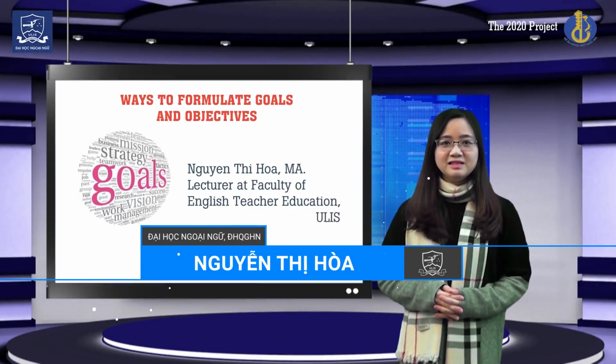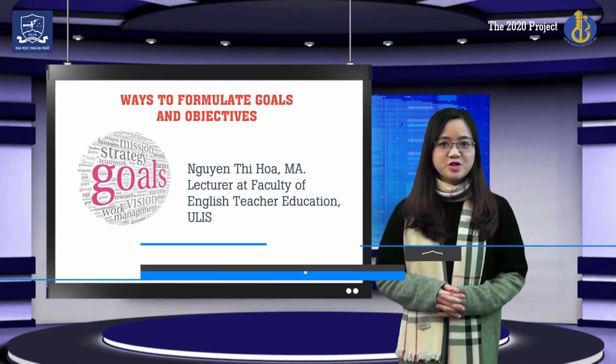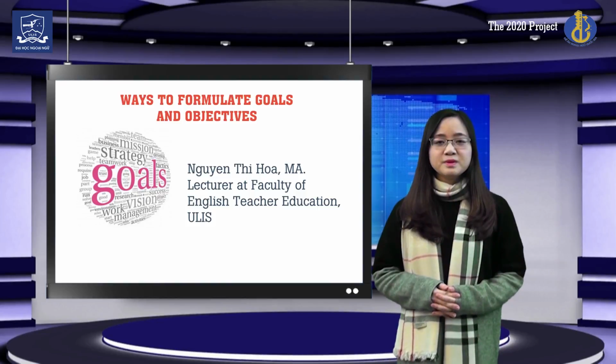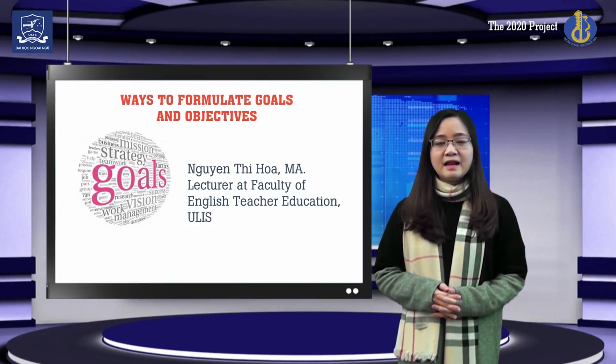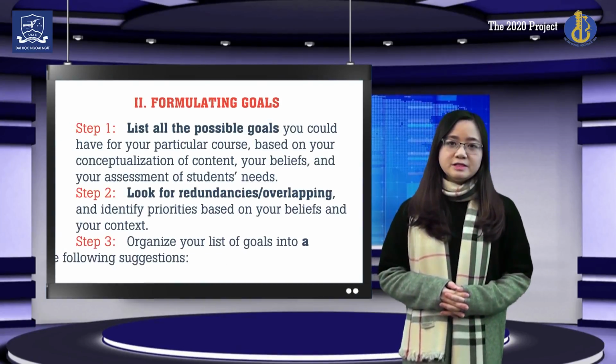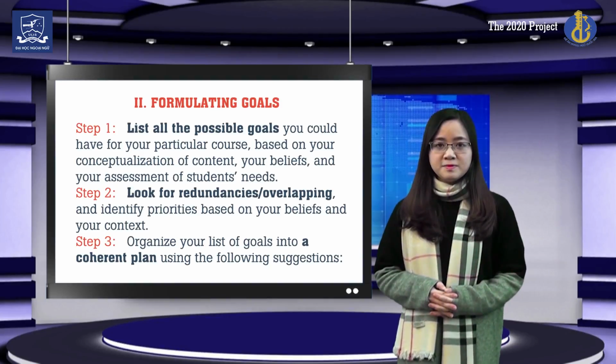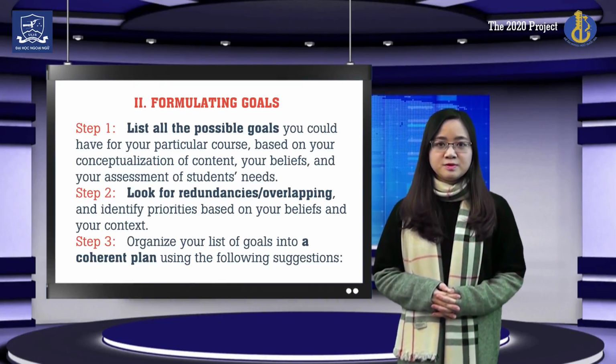Hi everyone! In the previous lesson, we have already discussed the definitions of goals and objectives. Today, we will continue by analyzing ways to formulate them. When formulating goals, the first step is to list all the possible goals you could have for your particular course based on your conceptualization of content, your beliefs, and your assessment of students' needs.